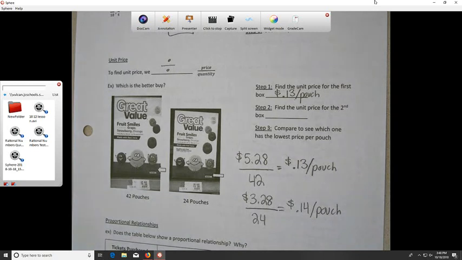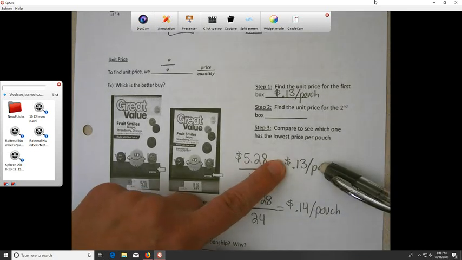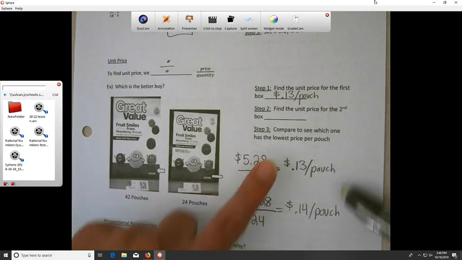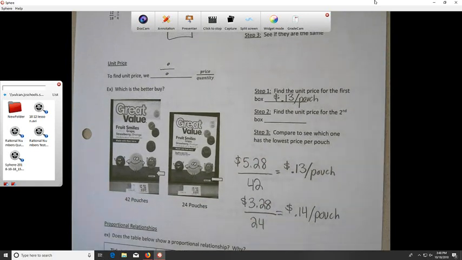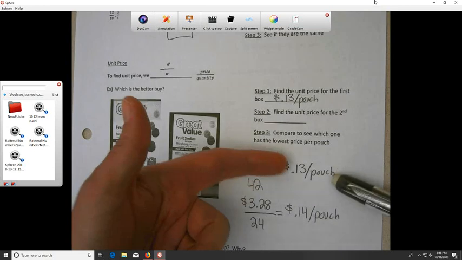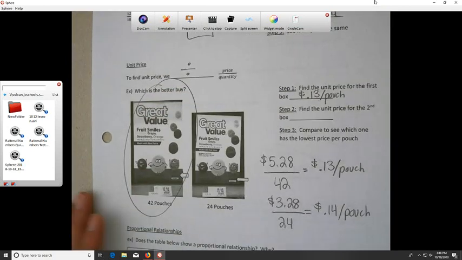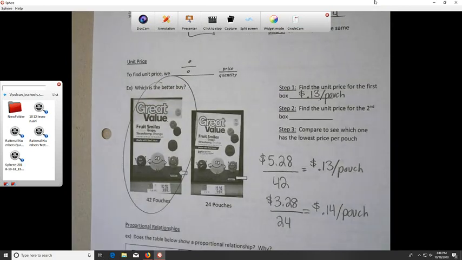So then I just need to say which one is the better deal. Alright, so I could pay 13 cents for one pouch of fruit snacks, or I could pay 14 cents for that same pouch. I'd rather pay less. Okay, so that first option is going to be the cheaper one.